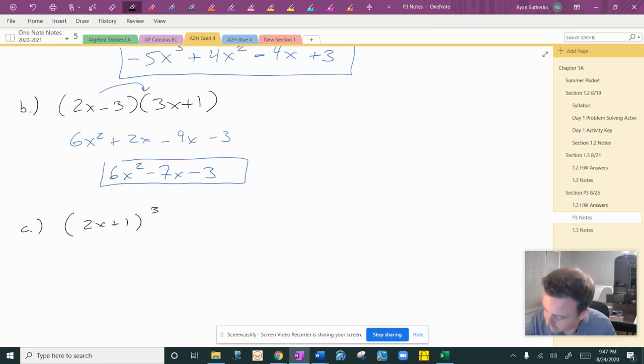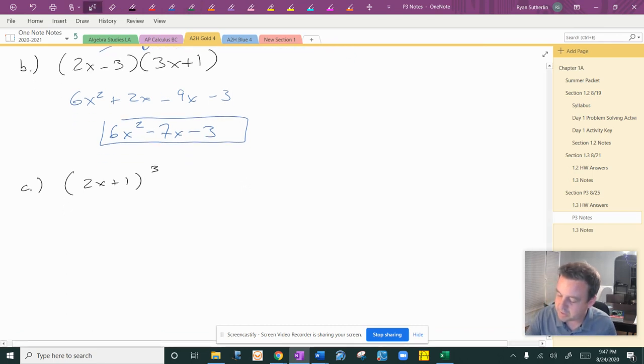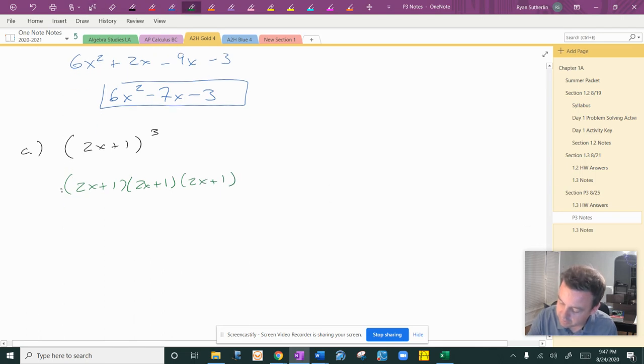Okay, first thing you're going to have to remember here is, what does 2x plus 1 to the third power mean? Well, it means 2x plus 1 times 2x plus 1 times 2x plus 1. And so what I'm going to do is just break this up really into two problems. First, I'm going to multiply the first two binomials.